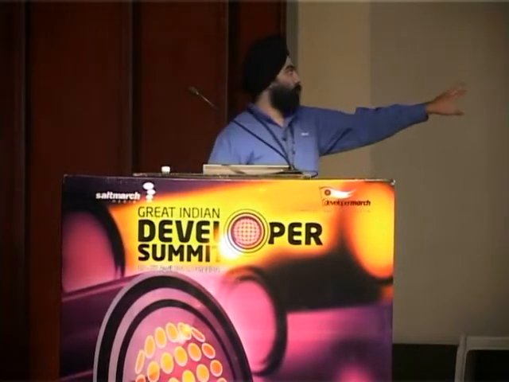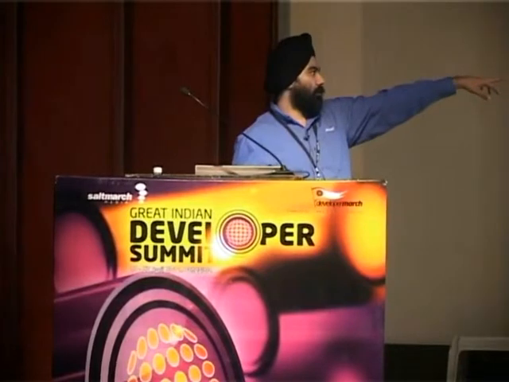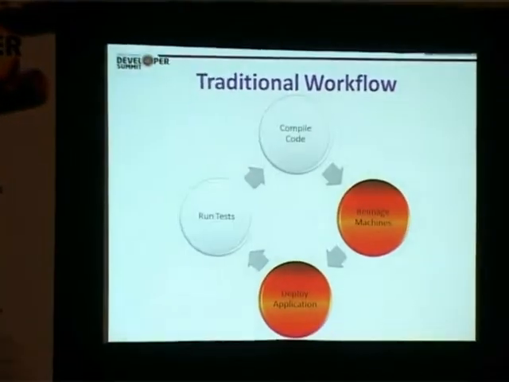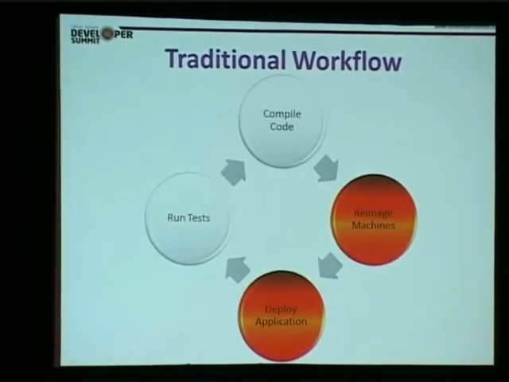You can use the gated check-in features. You can use the rich bugs so that there are no repro issues, as well as use those virtualization techniques and platforms so that you can create production-like environments with a couple of clicks. So this is what we just saw. This is your traditional workflow. You compile the code. Because build over build doesn't work, you end up re-imaging the machines. Once you re-image the machines, you manually deploy the application, and then you run tests.